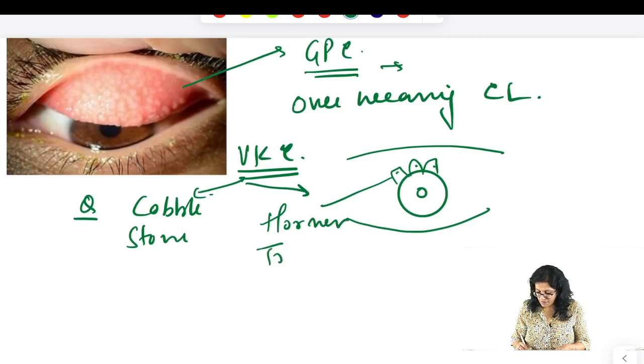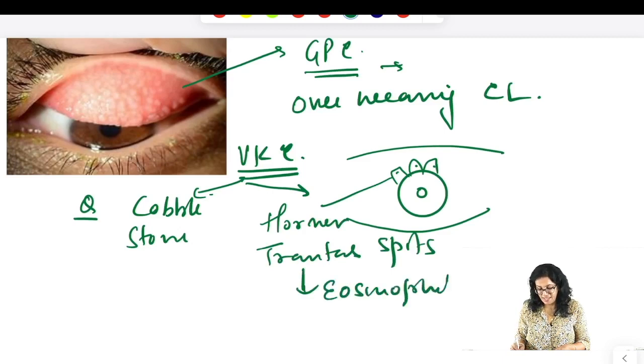Just be familiar with the names, please. Just revise all this: Horner-Trantas spots and blood is correct. Anything else we would like to know? Since these are eosinophils, next question. It's a type 1 hypersensitivity reaction.